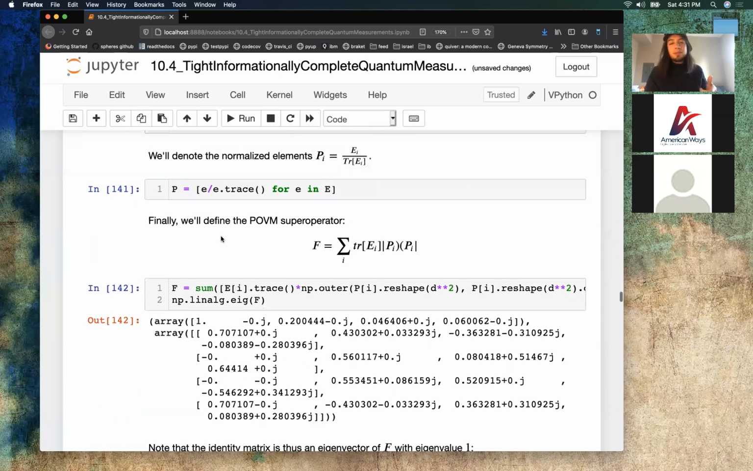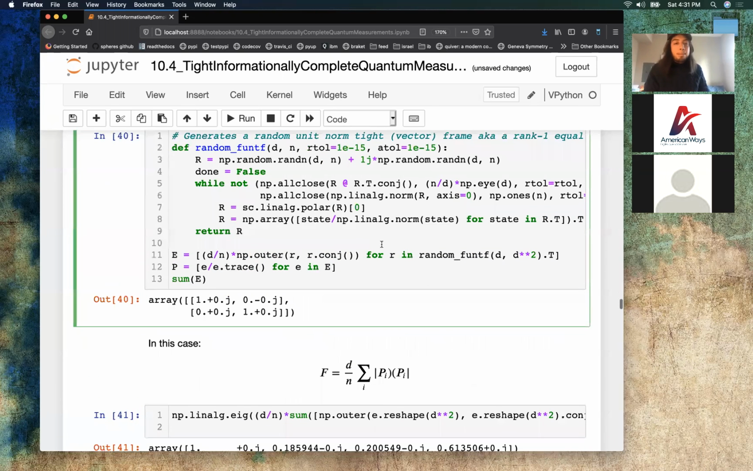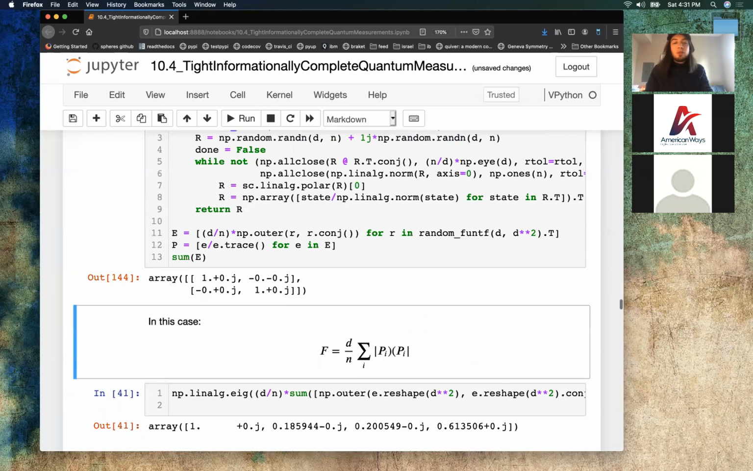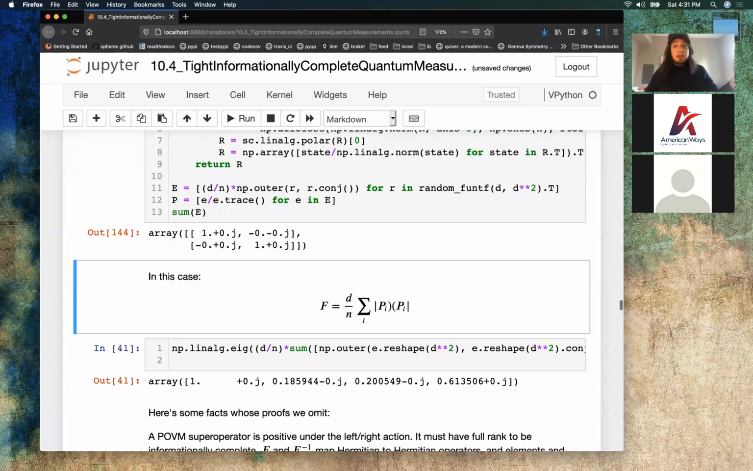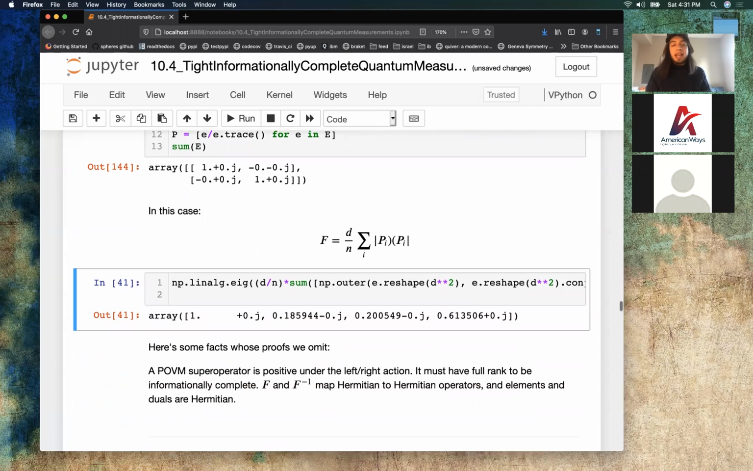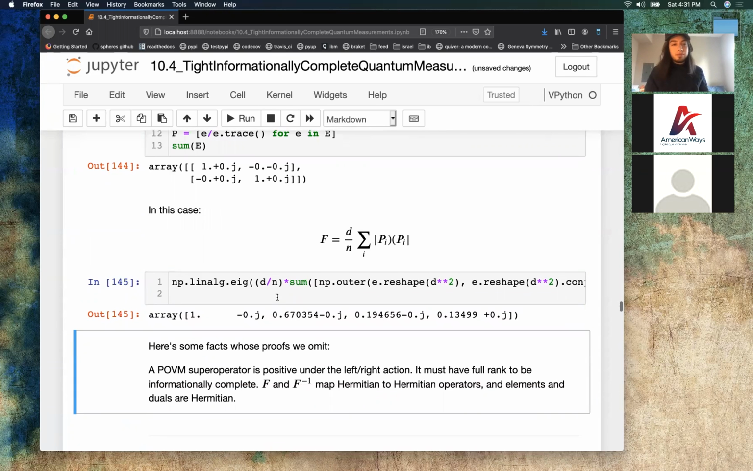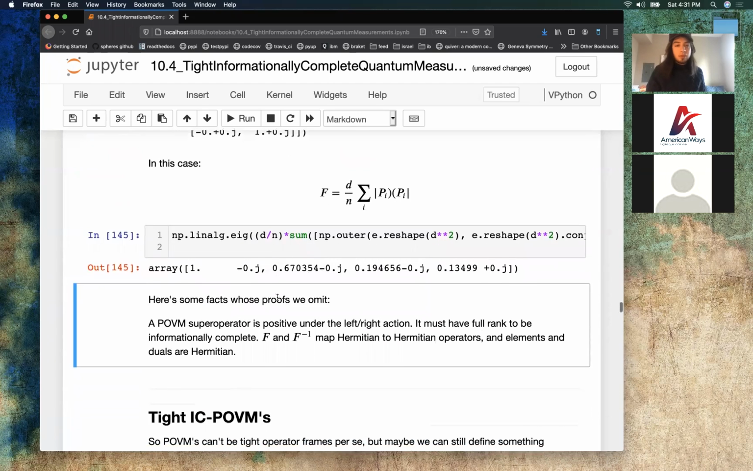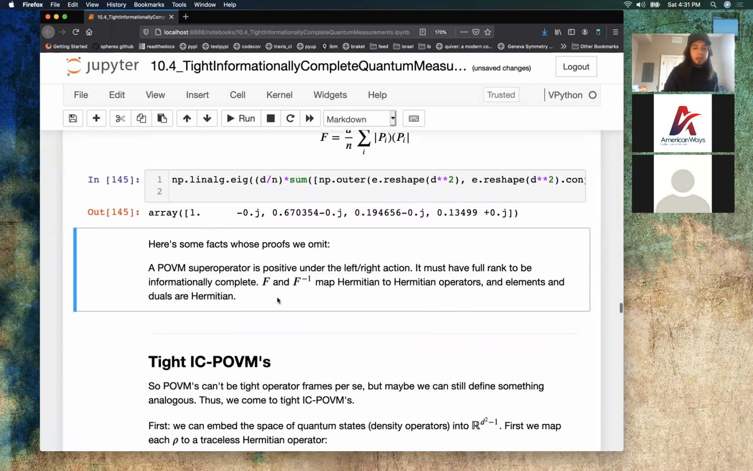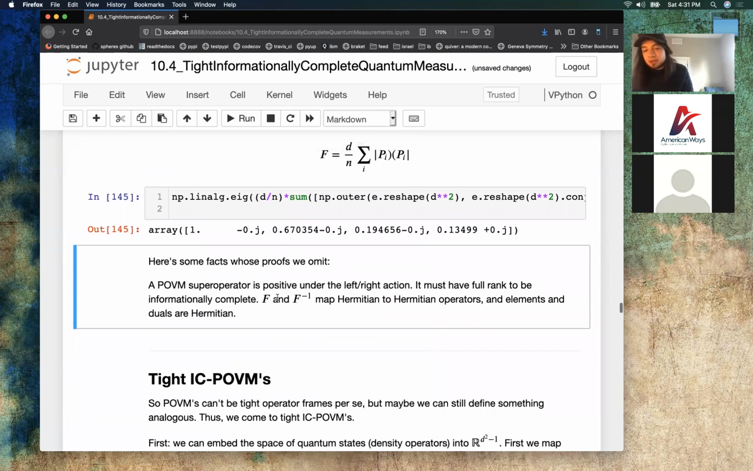In general, these POVMs might have different weights. In other words, the weights are this little trace here. In the case where they all have the same weight or the same trace, we could just write F where they all have weight D over N. And as I've said, we're interested in POVMs which are informationally complete, and that will mean that the frame superoperator has to have full rank.